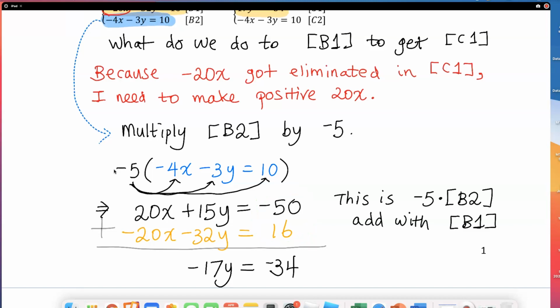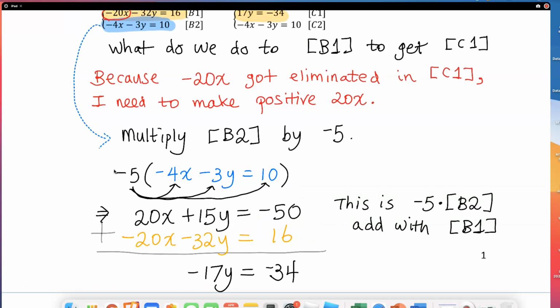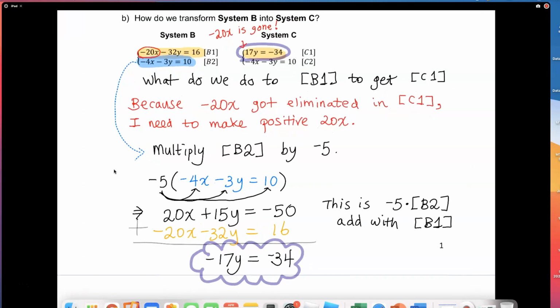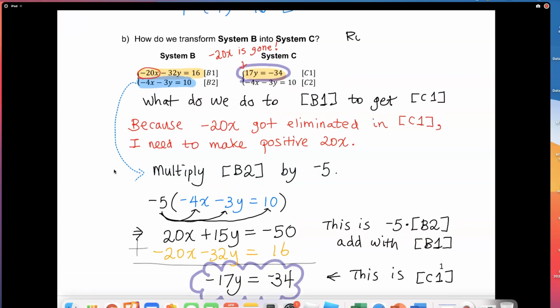Because look, recognize this little one. Do you recognize this? Negative 17y equals negative 34. This is C1. Isn't it? Isn't that amazing? So we figured out what it is. This is C1. So what did we do? We multiplied B2 by negative 5 and we added with B1. So here's the rule. The rule is multiply the bottom equation, B2, by negative 5 and add it with B1, and that shall be C1.